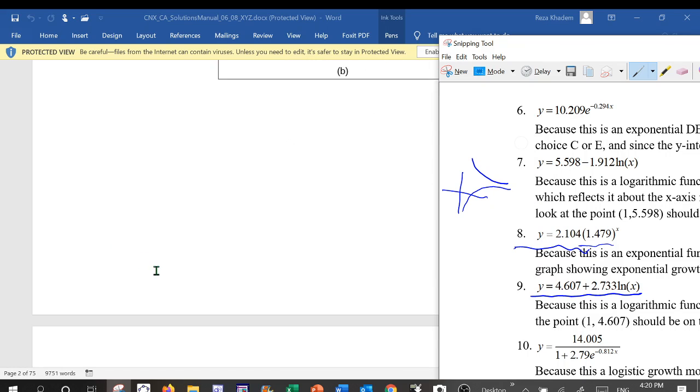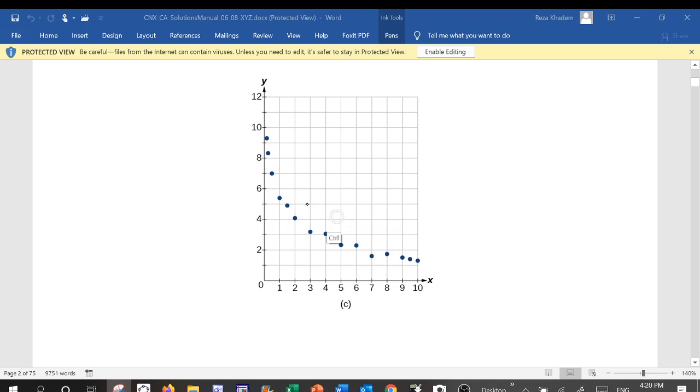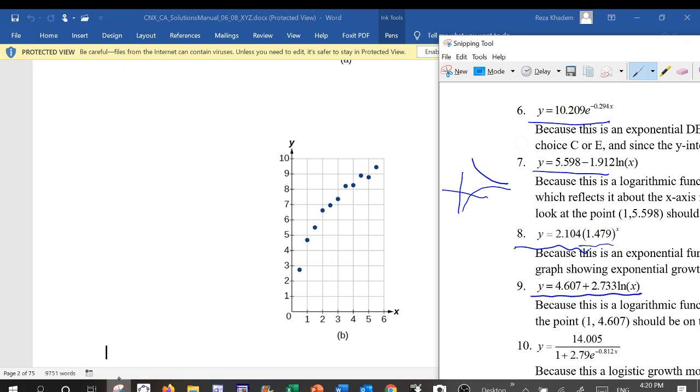Okay, now what about this one? Well, this one looks like it is decreasing exponentially, so it could be this one, or it could also be this one. But what's the y-intercept of this? When x is 0, this would be 1, so it's 10.2 something. So it looks like the y-intercept is around 10 point something. So it could be that. I'll go back here.